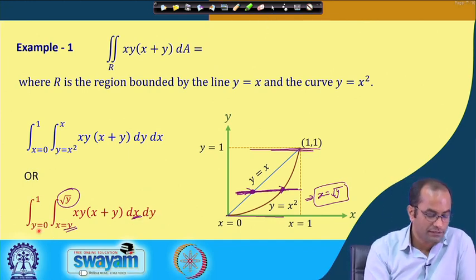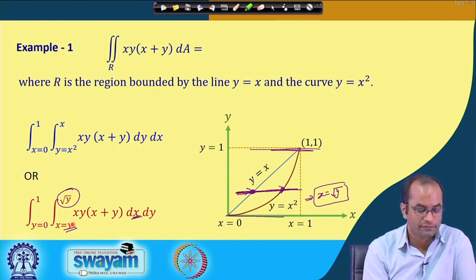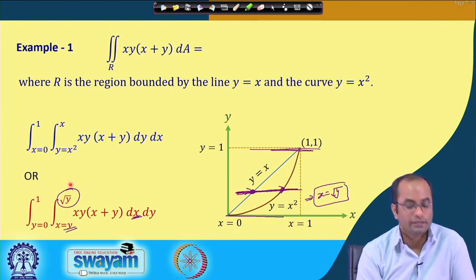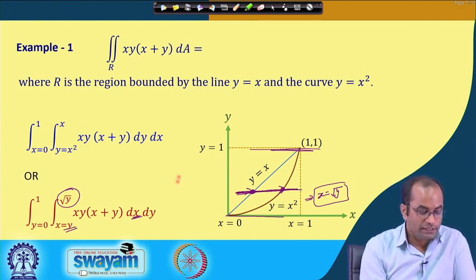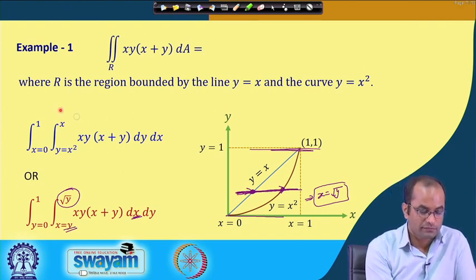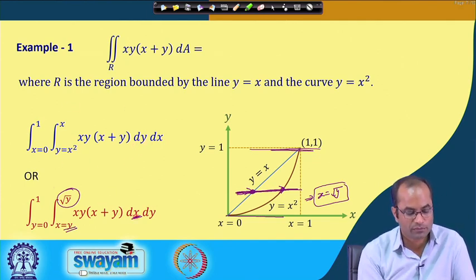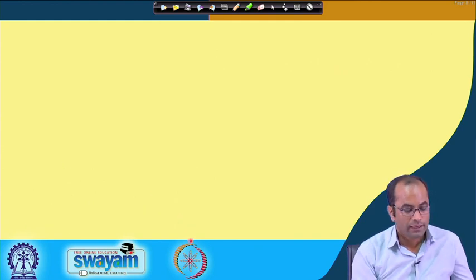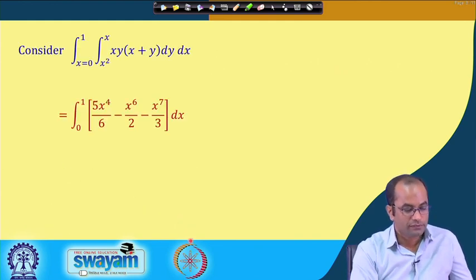So, that will be the limit for y. For y limits here we have 0 to 1, and for the x limit we have y to square root y. So, in these cases we have either the possibility of taking first with respect to y, then with respect to x, or the other way around. Let us take the first one and then compute this integral.